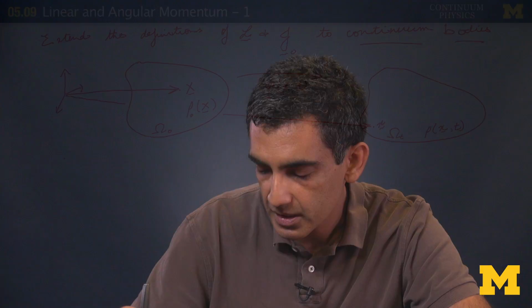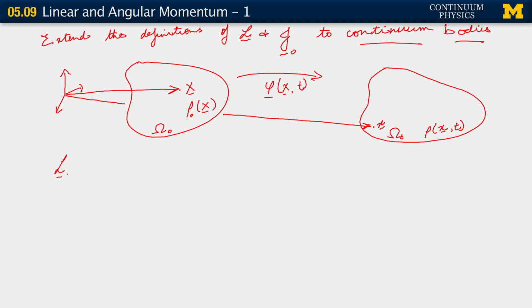All right, let's write out our definitions of linear and angular momentum here. So the linear momentum, L, remains a function of time, and this is defined as the integral over omega naught of rho 0 of x, rho 0 is a function of x, times the velocity, x comma t. Velocity is a function of reference position and time, integrated over the reference volume.